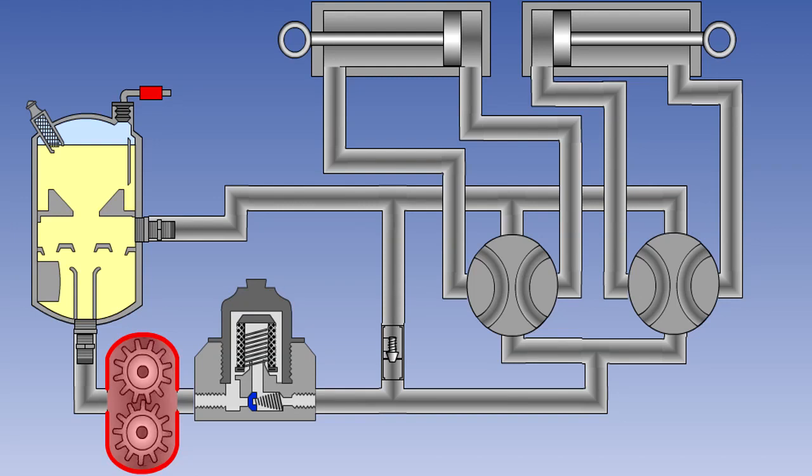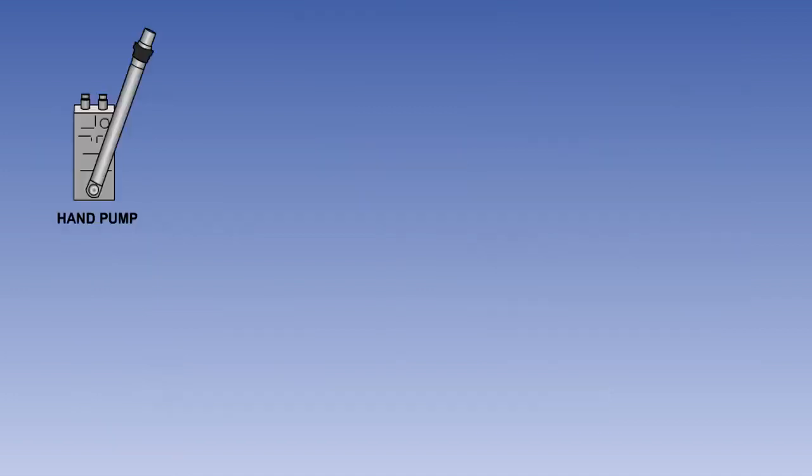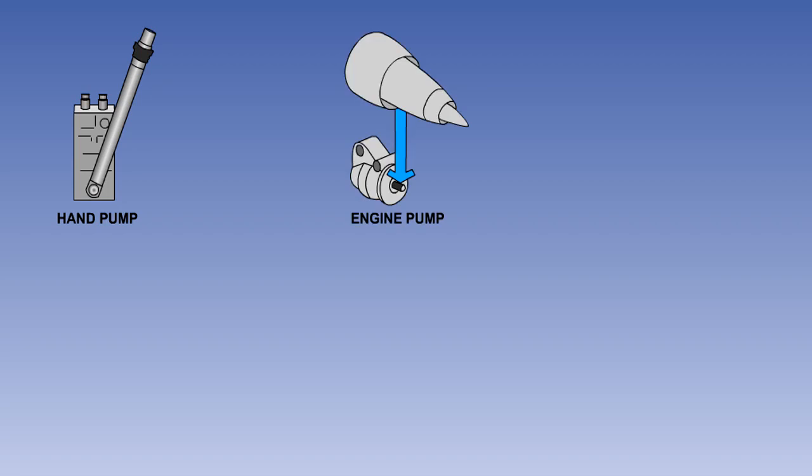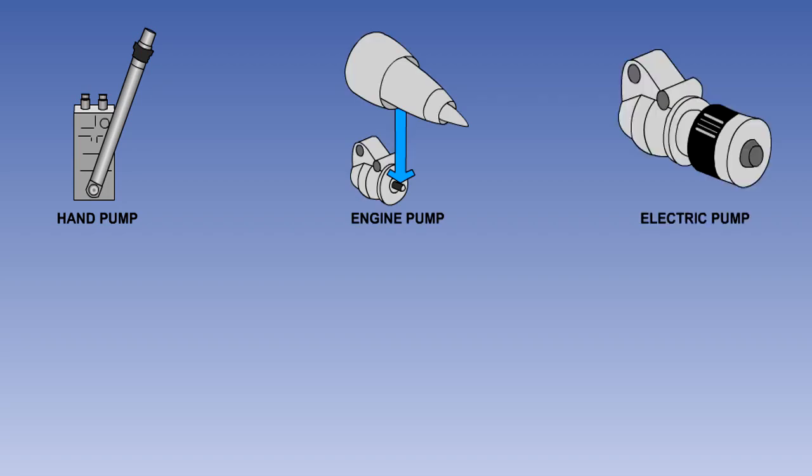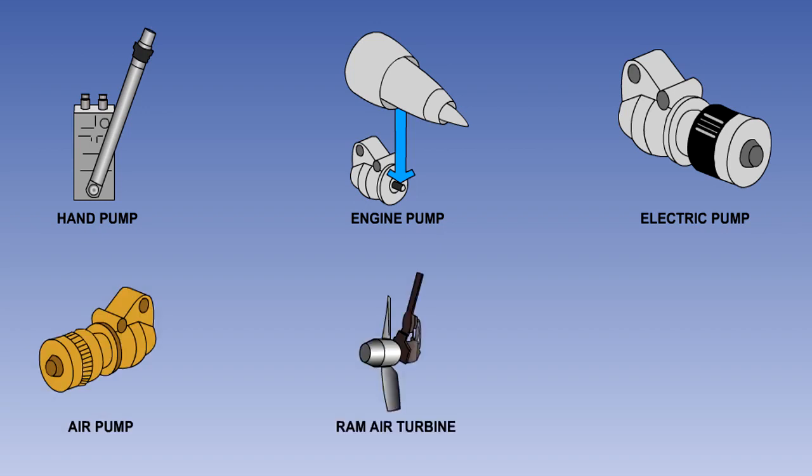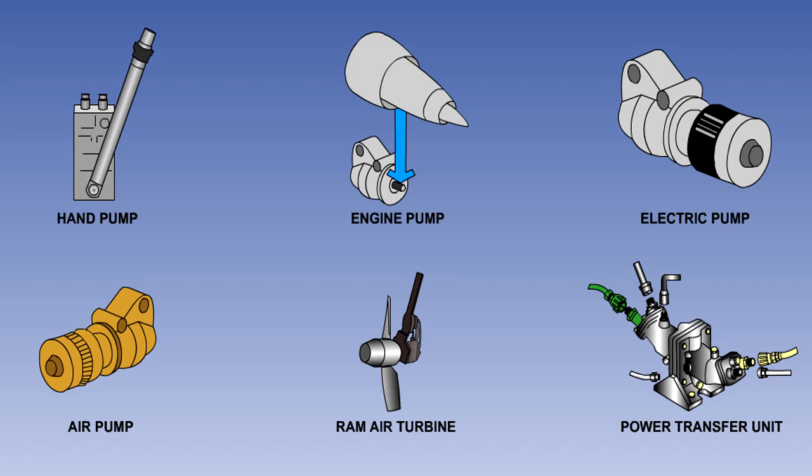In this lesson, we will look at the various types of pumps used in aircraft hydraulic systems. Pumps are used to draw oil from the reservoir and deliver a supply of fluid to the system. Pumps may be hand-operated, engine-driven (EDP), electric motor-driven, pneumatically operated (ATM), driven from a ram air turbine (RAT), or hydraulically operated using a power transfer unit (PTU).